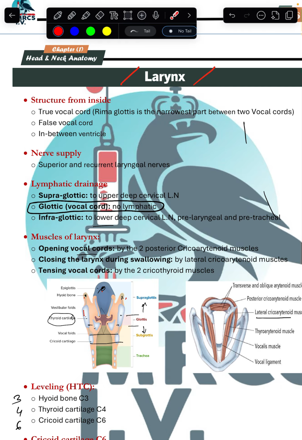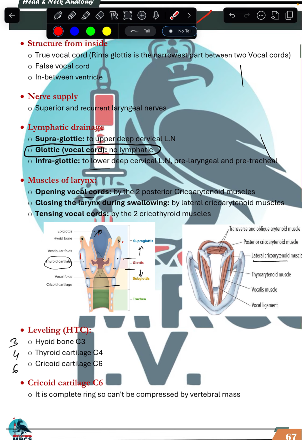Now, if you see the true vocal cords, the rima glottis is the narrowest part between the two vocal cords, and it falls in between the ventricle. Nerve supply is the superior laryngeal nerves. Lymphatic drainage: the vocal cord has no lymphatics. This is one of the questions. Supraglottic lymphatics go to the upper cervical nodes, infraglottic go to the deep cervical nodes.